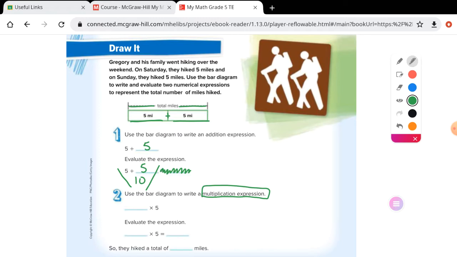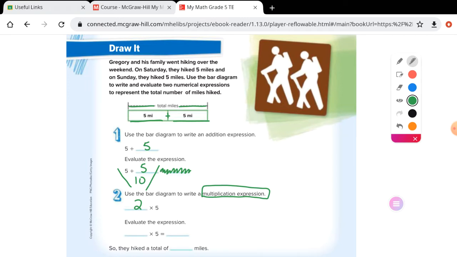But how can I turn the math problem 5 plus 5 into a multiplication problem? Aubrey? Why can I do 2 times 5? Because if you do 2 times 5, that means, if everything that with addition. 5 plus 5 is a repeated addition problem. Anytime we have repeated addition, we could flip it to a multiplication problem.